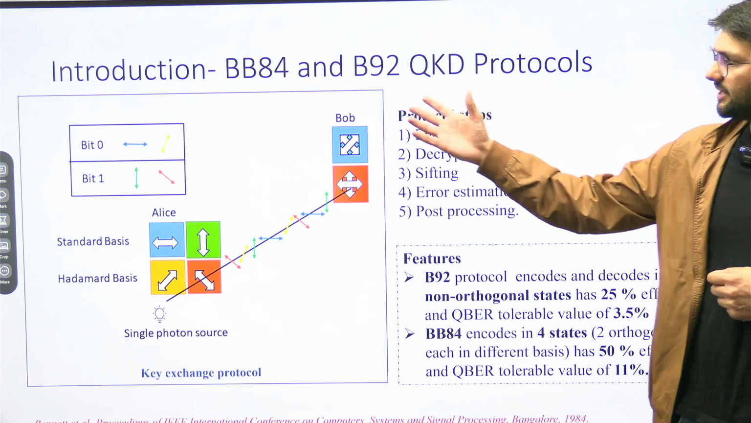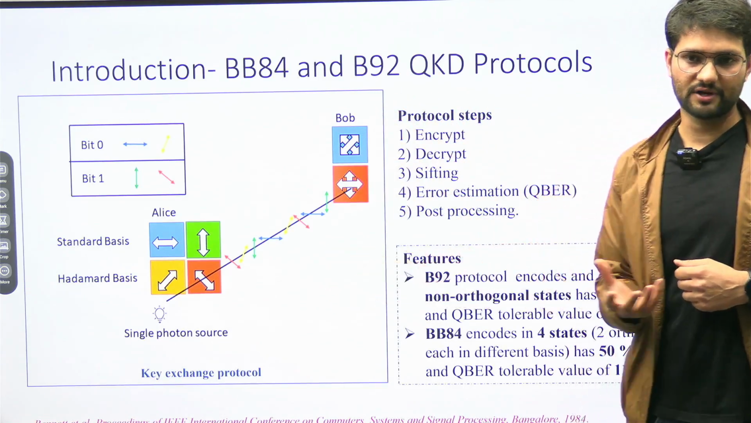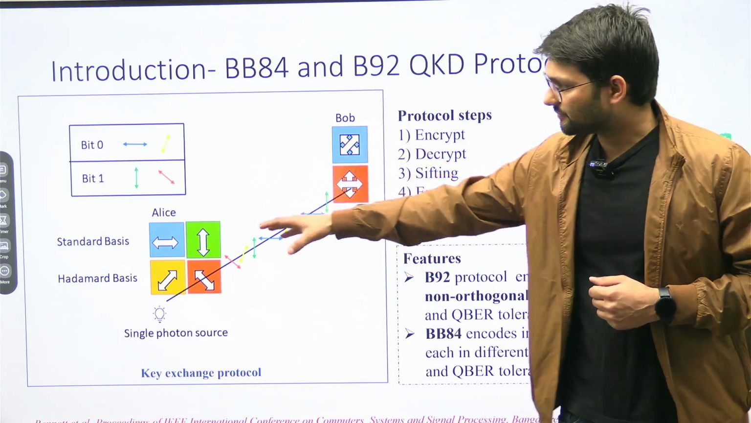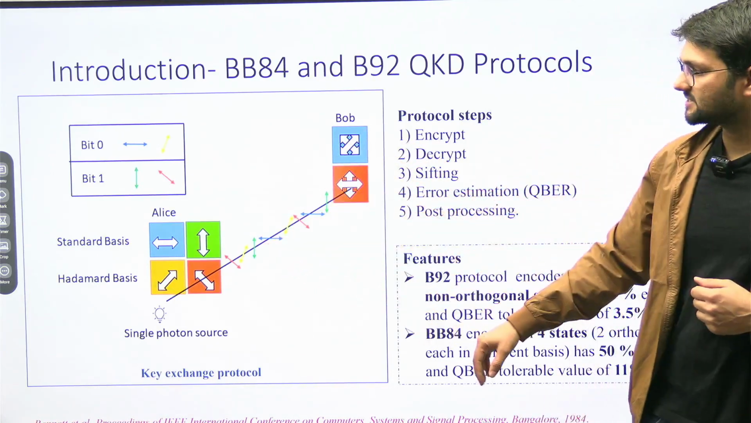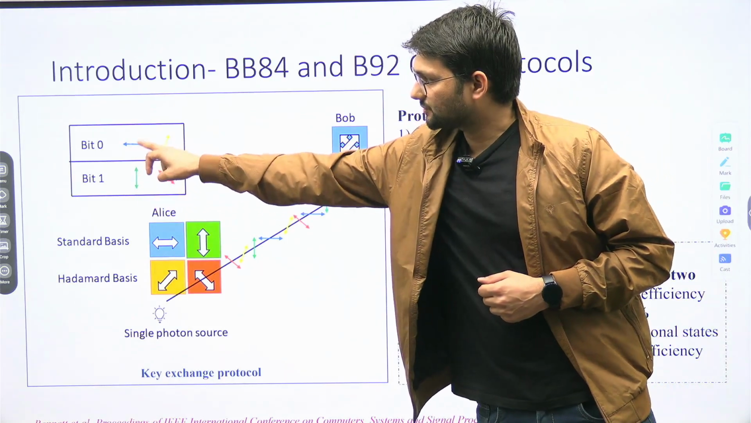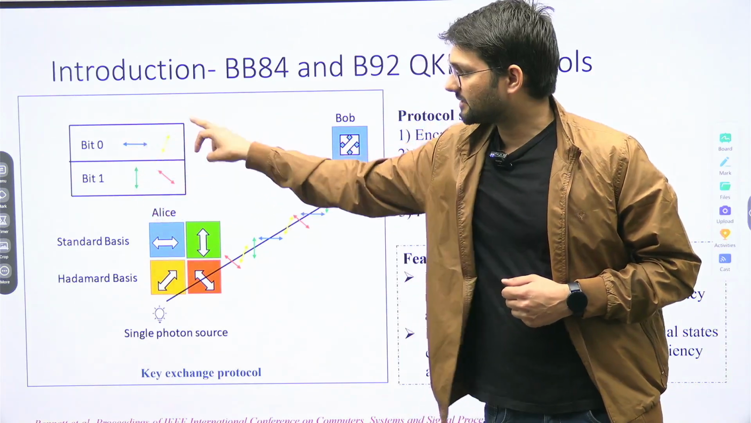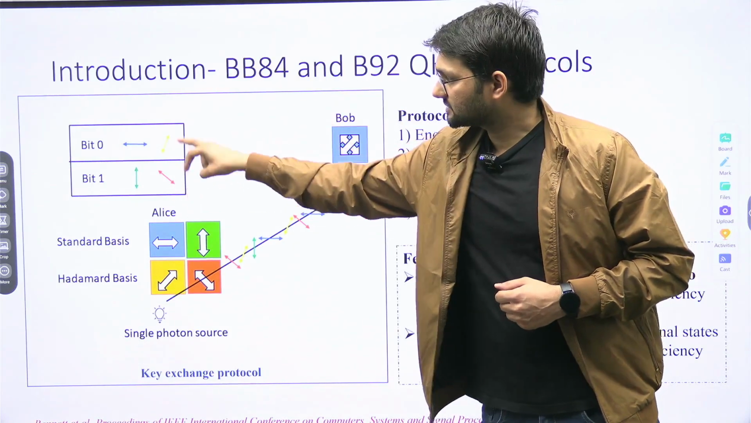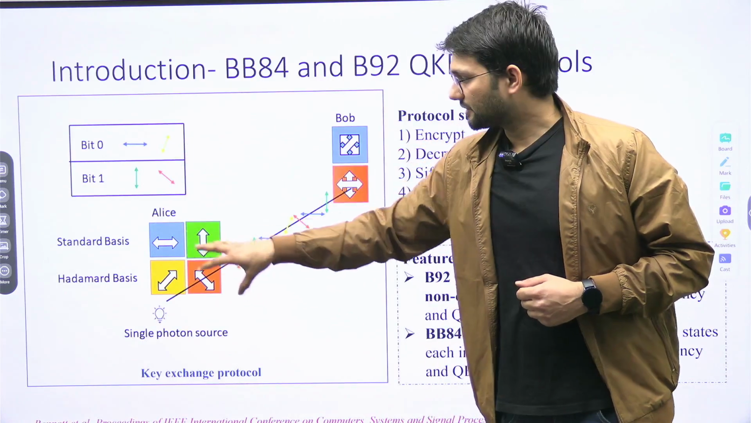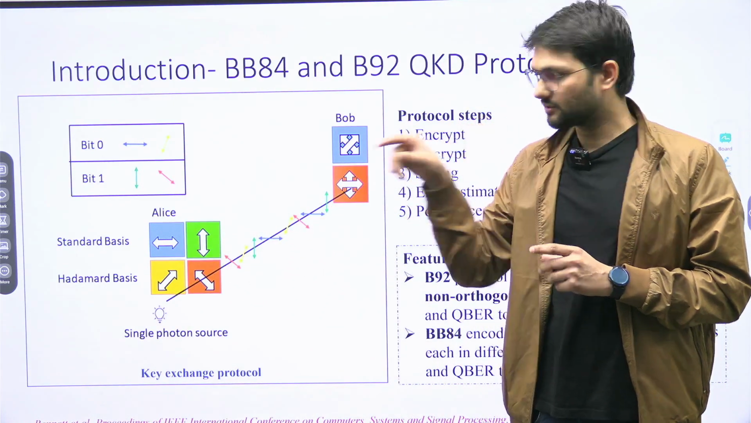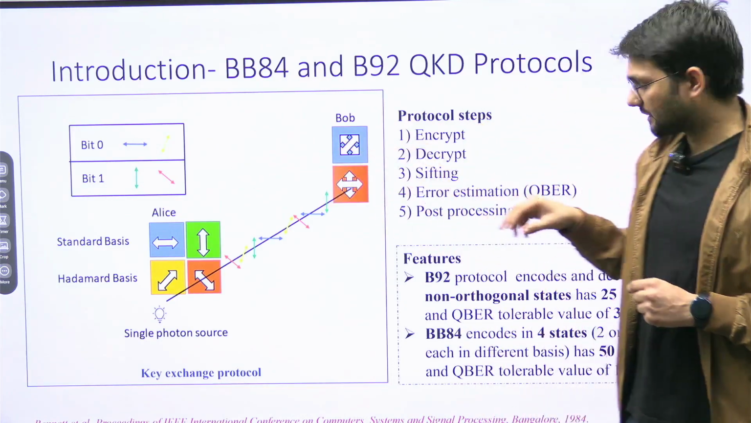In BB84, you use the polarization property of photons to encode information. You use two bases: one is the standard basis, the other is the Hadamard basis. In the standard basis, you can have a 0 bit or a 1 bit. In the Hadamard basis, it is diagonal or anti-diagonal, which can also carry 0 and 1 bits. Alice, the sender, would randomly prepare the photon in all of these, and Bob will receive. I will explain next.